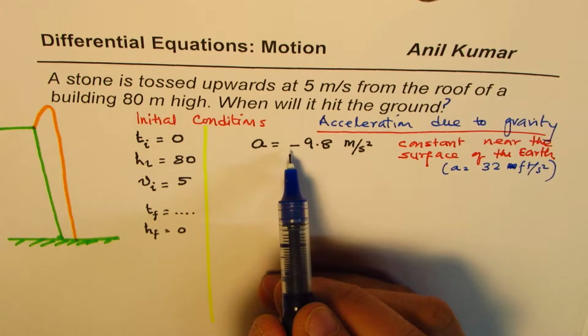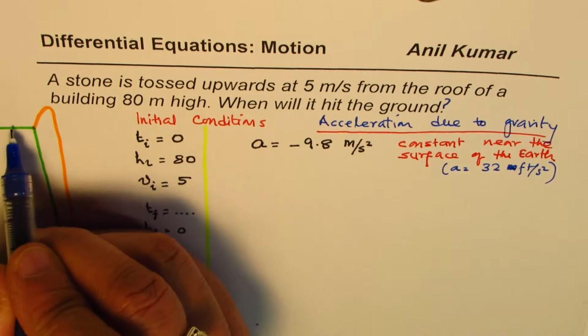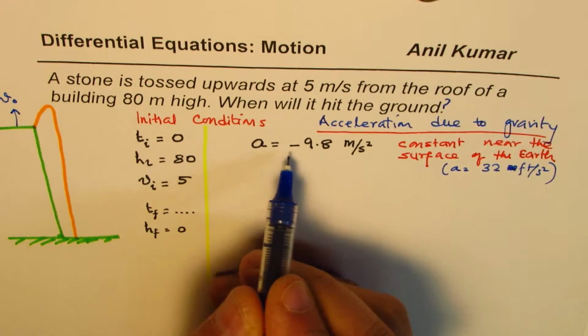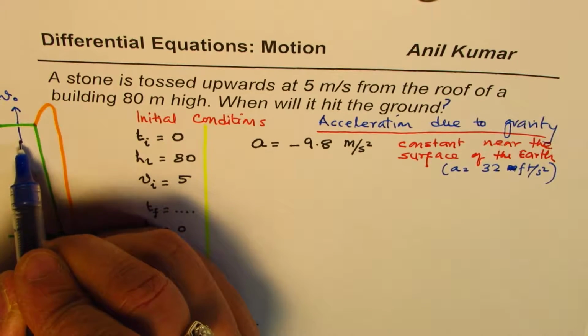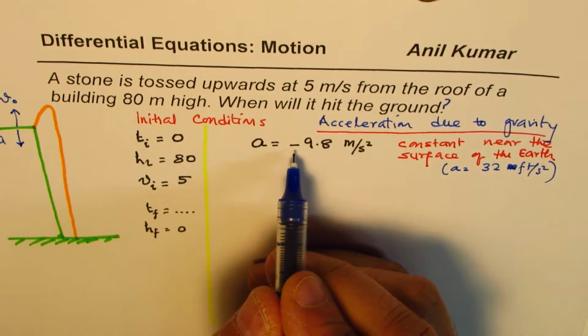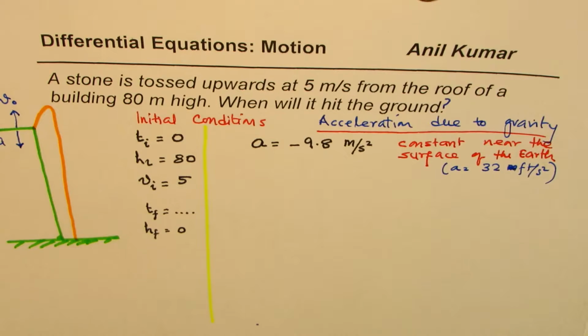But what we are saying is, because the stone's velocity is in this direction, that is my initial velocity, and this acceleration is the force which is pulling it down, and they are in the opposite direction. That's the reason why I've taken this as negative, right? Otherwise, it's just an absolute positive value. I hope that point is very clear.